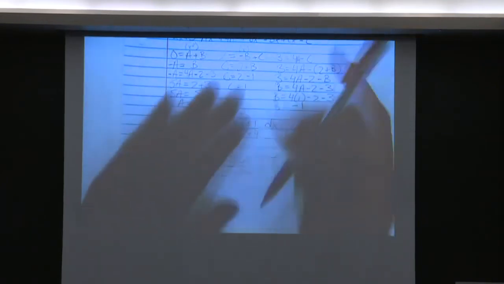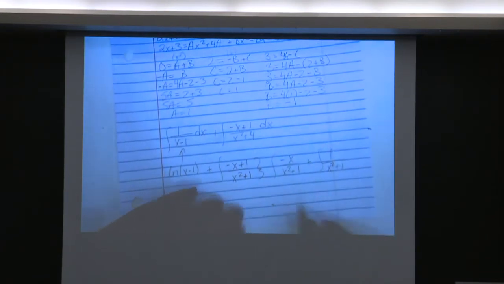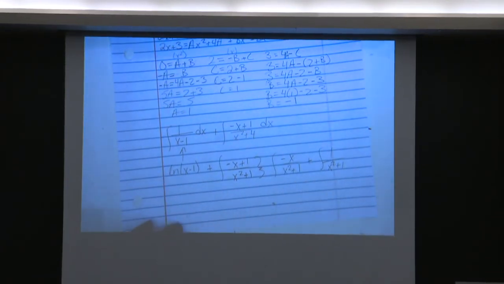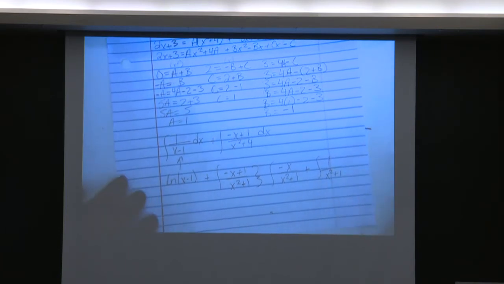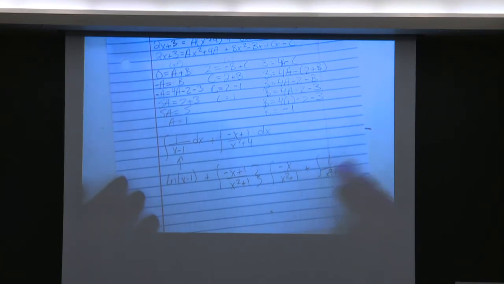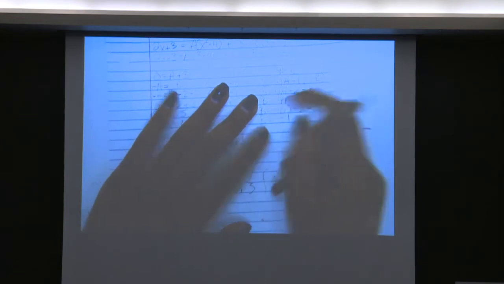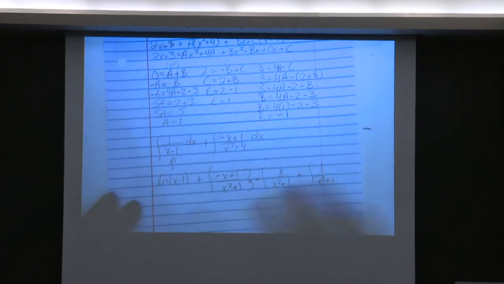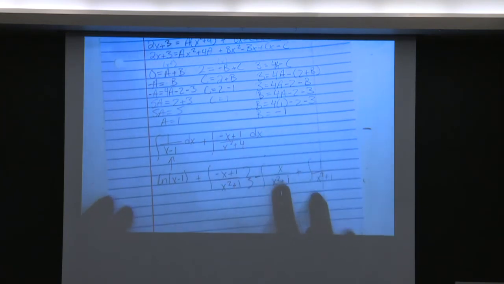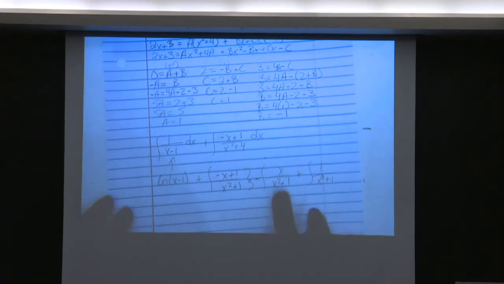Everybody see what I did there for this one? I just split it up. And I'm going to take this negative out, it's kind of bothering me, just to make it a little bit easier. Now for this one, I can do u sub. U of that will be 2x. I can just pull out that 2 and my du will be x.